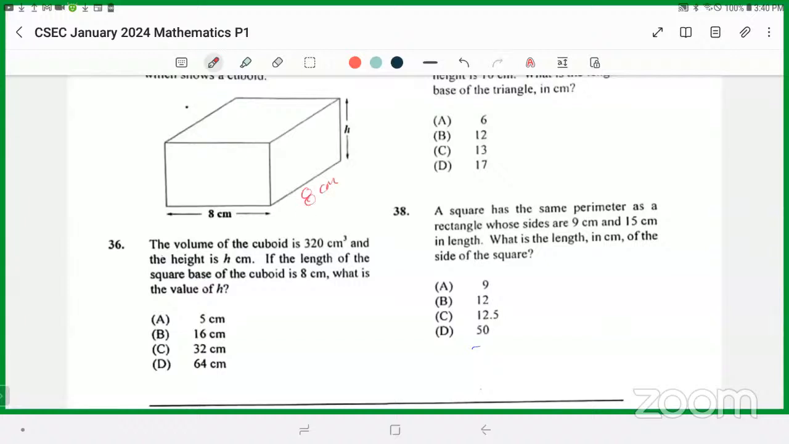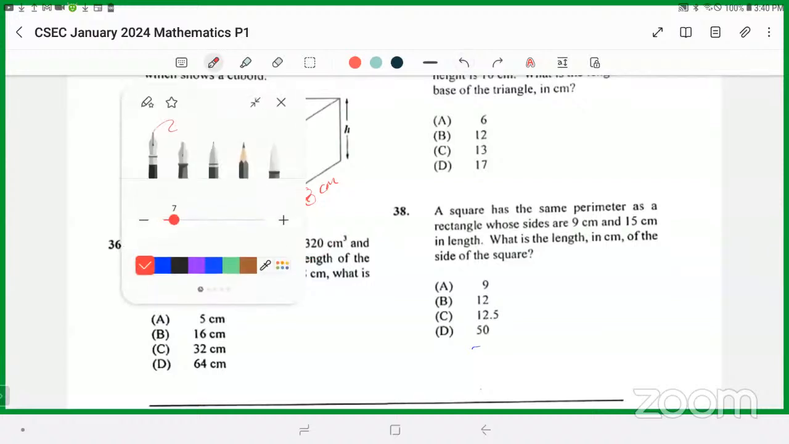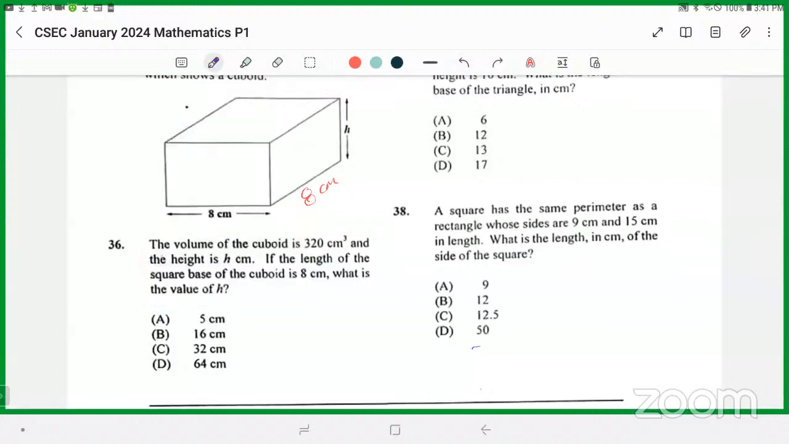So remember, volume of a uniform object with uniform cross section is the area of the end. I can say the base area times the height gives you the volume. And I tell you that that volume is 320. So we can set up an equation like this. The volume, which is 8 times 8 times the height, will be equal to 320. And we're trying to find the height. So I divide by these. So the height becomes 320 over 8 times 8.